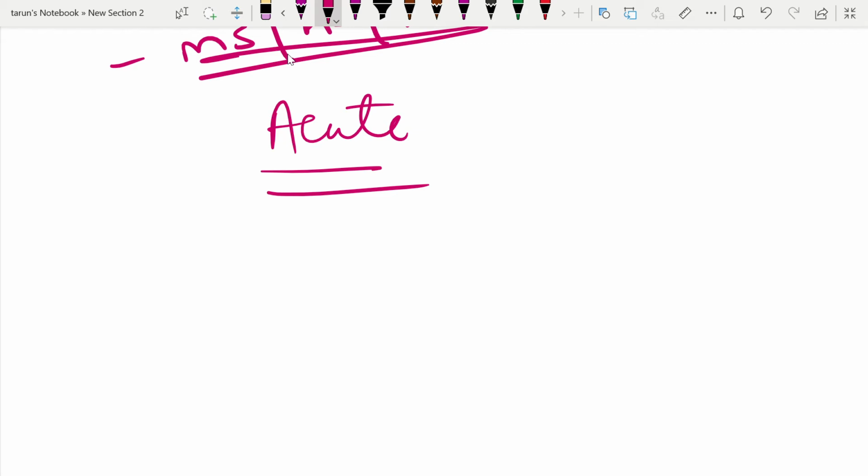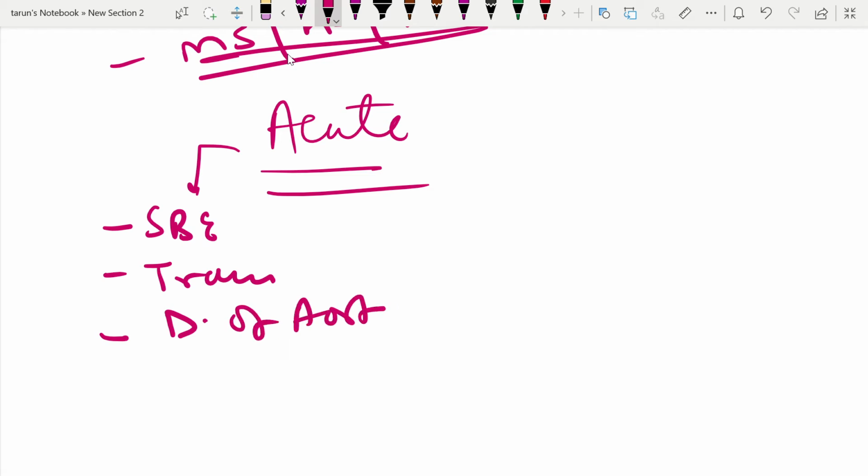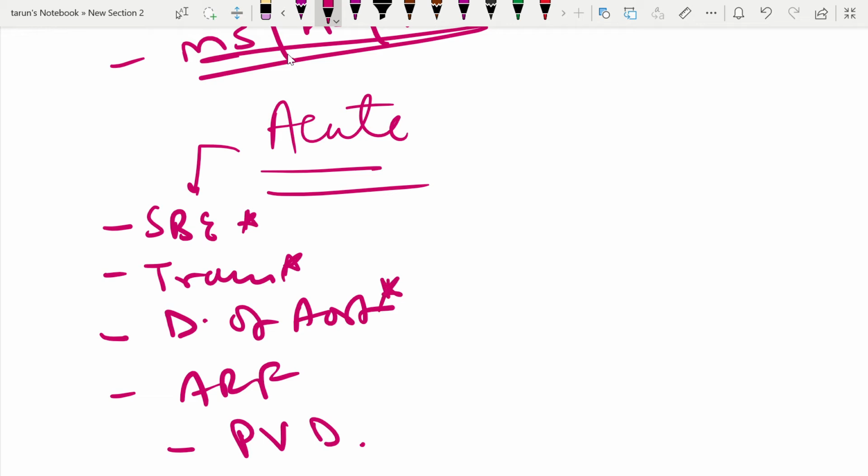You will say subacute bacterial endocarditis, trauma to the chest, dissection of aorta, acute rheumatic fever where there occurs carditis and valvulitis, then prosthetic valve dysfunction. So what are the causes of acute aortic regurgitation? Subacute bacterial endocarditis, trauma to the chest, dissection of aorta, then acute rheumatic fever, then prosthetic valve dysfunction. So these are the acute causes of aortic regurgitation.